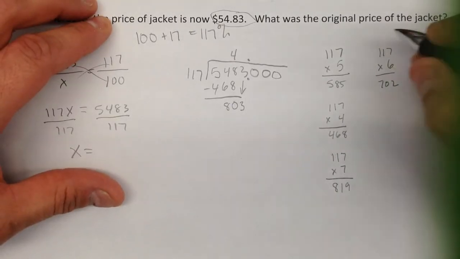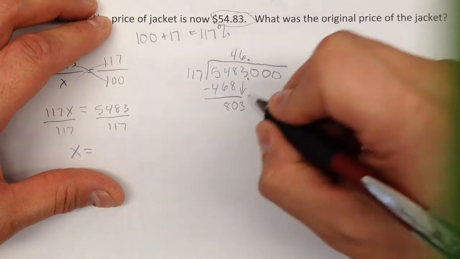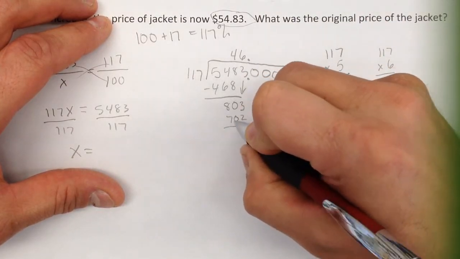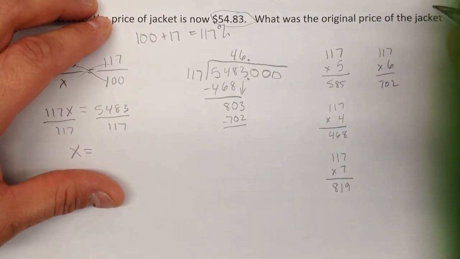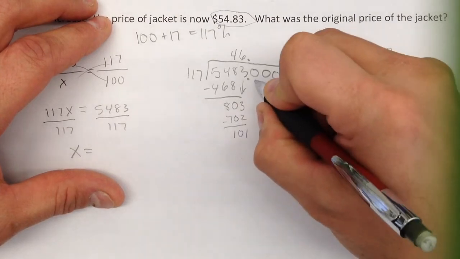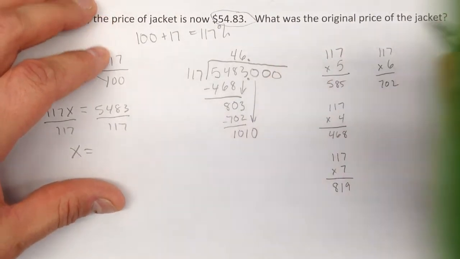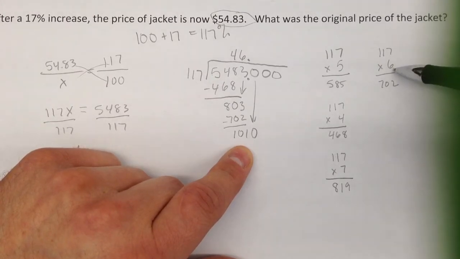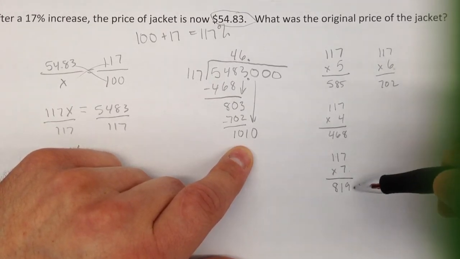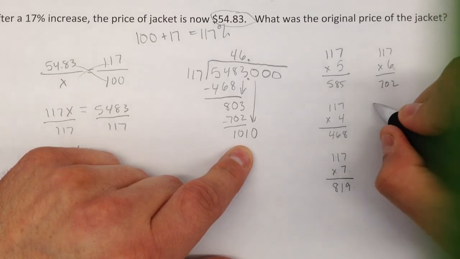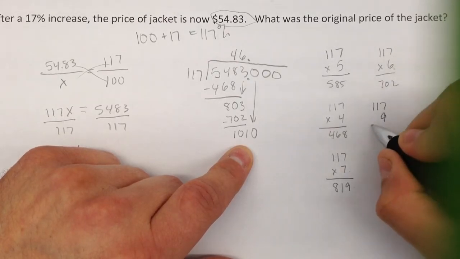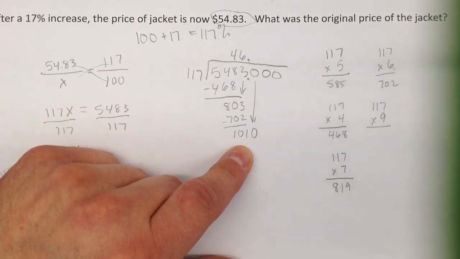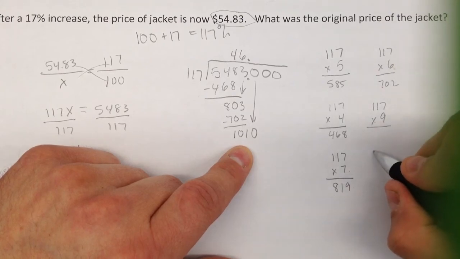That'll work just fine. So 6, and 702. Let's subtract that, and we get 101. Bring down the 0. What do we think? We know 6 was no good, 7 is too big. I bet you can go one more. Let's go 9. My guess is 9 would work. Actually, what about 8? I skipped 8. We should try 8 first.